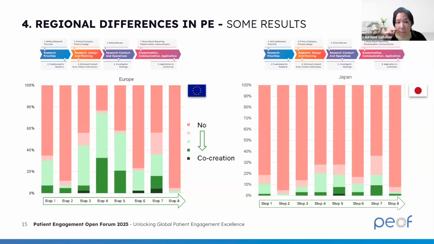There are not so many, but you see the very dark in protocol creation in Europe, and you see it also in the investigators meeting, and you see quite a bit also in dissemination. That's in Europe, and in Japan it's also quite high in the dissemination. That's the step almost at the end. So you see, this is quite visual.